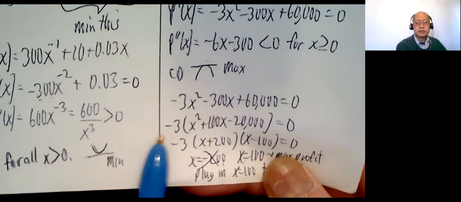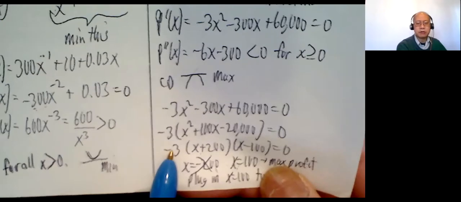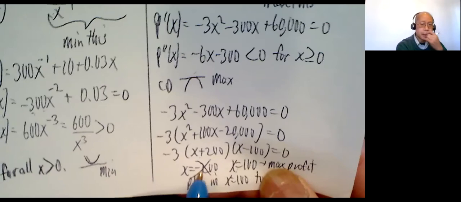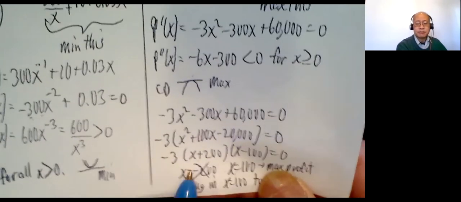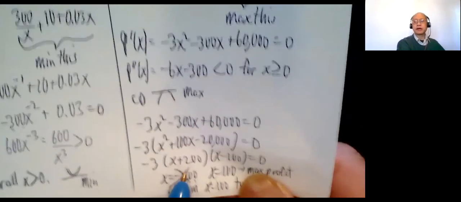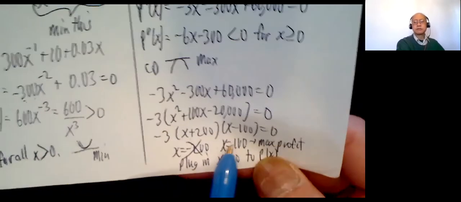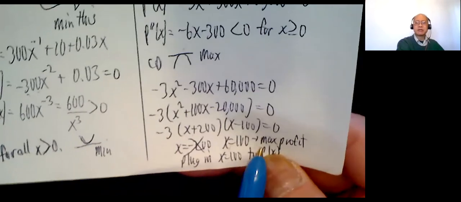Okay, so what makes this 0? Nothing. Negative 3 can't be 0. What makes this 0 is negative 200. I immediately throw it out, right? Because how can you sell negative 200 items? No such thing. Doesn't make sense. And so x equals 100. So x equals 100 will maximize the profit.